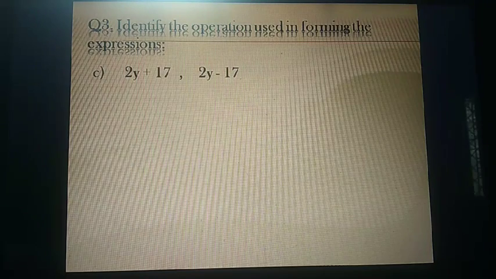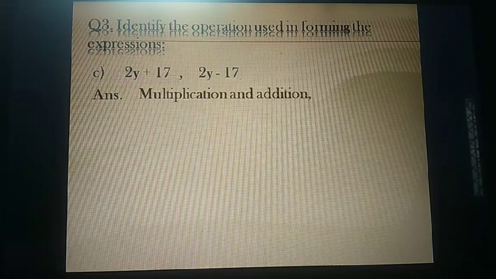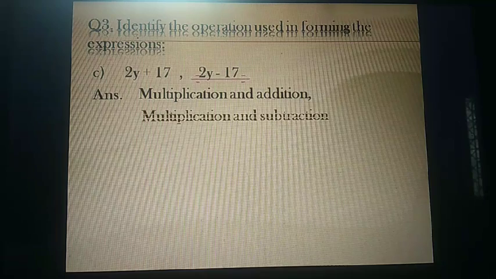Now there are 2 expressions. Now 2y plus 17. So 2y, first term you will get by multiplying 2 to a variable y. So in the first term we are multiplying and then we are adding 17 to it. So finally it's multiplication and addition. In the next expression we are first multiplying and then subtracting 17 from it.